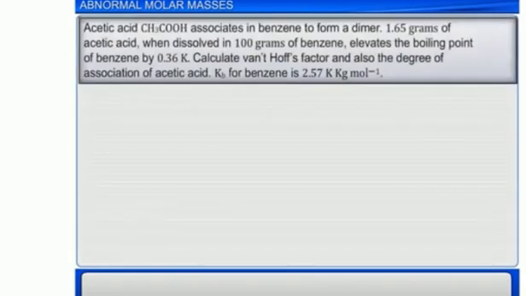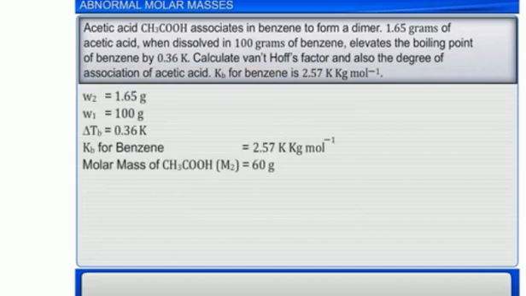Let us now solve a numerical problem based on the association property of a solute. Acetic acid, CH3COOH, associates in benzene to form a dimer. 1.65 grams of acetic acid, when dissolved in 100 grams of benzene, elevates the boiling point of benzene by 0.36 Kelvin. Calculate van't Hoff's factor and also the degree of association of acetic acid. Kb for benzene is 2.57 Kelvin kilogram per mole.